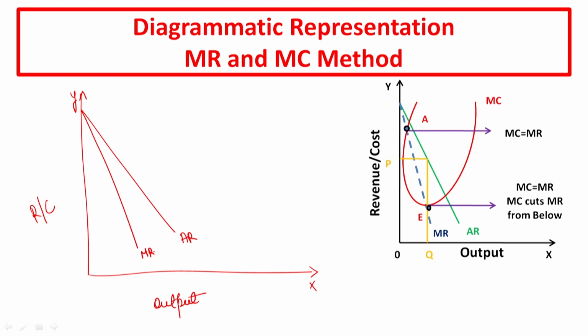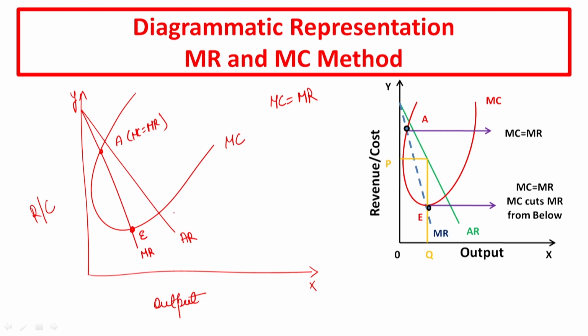Then you have to locate the point of equilibrium. For that you need to take the marginal cost, and marginal cost is U-shaped. So this is the marginal cost. The first condition of equilibrium is MC is equal to MR. This is one point, you can take it point A, and this is point E. At both the points A and E, MC is equal to MR, because MC is cutting the MR at these points.